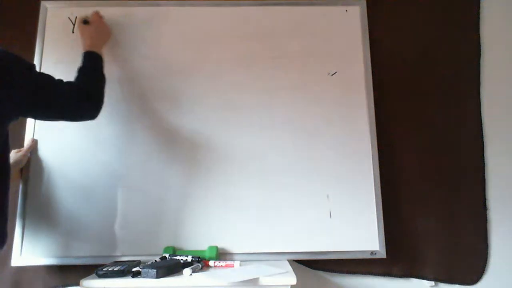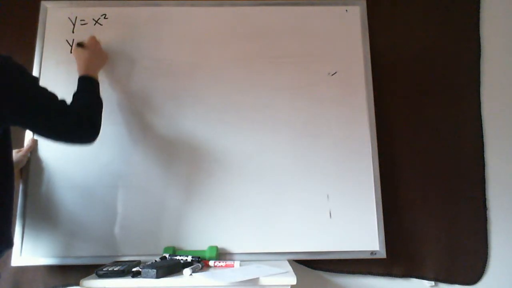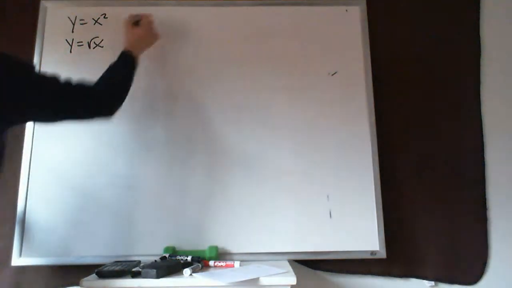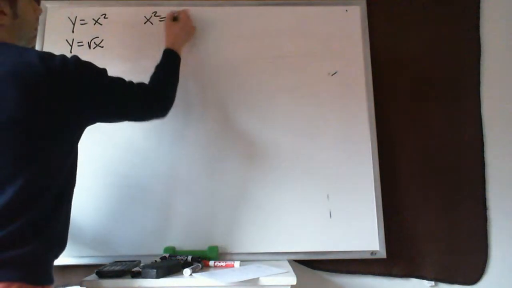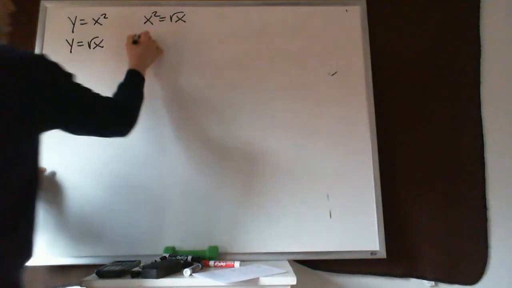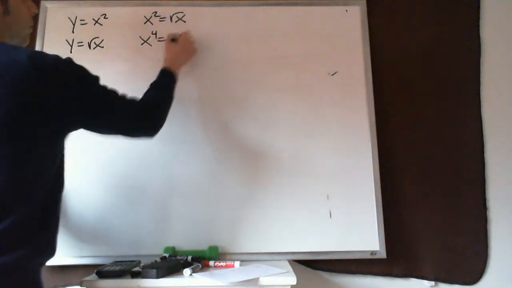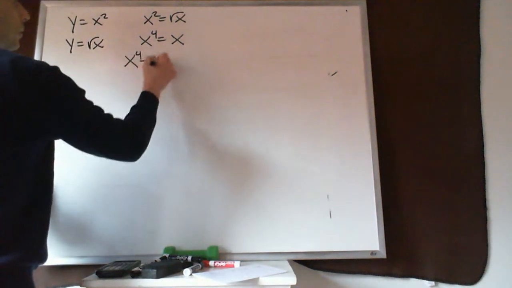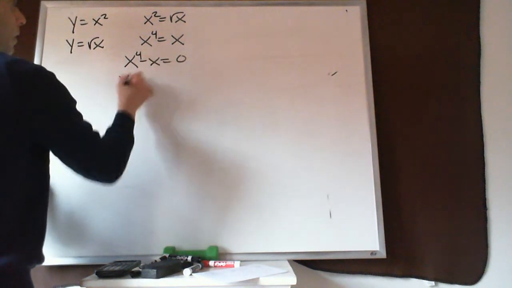Where y equals x squared and y equals root x. Again, I have no limits of integration here, so I'm going to set them equal to each other. And to undo the square root, I will square both sides. And then now I will set it equal to 0. Factor out an x.